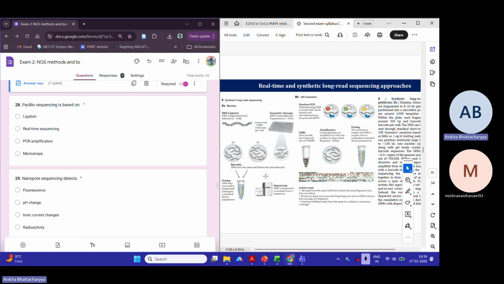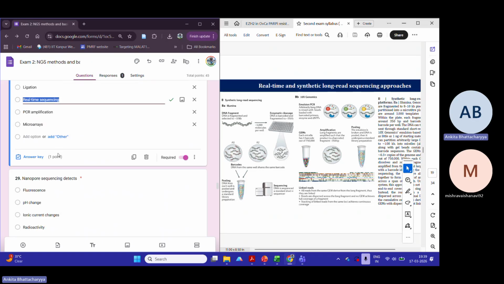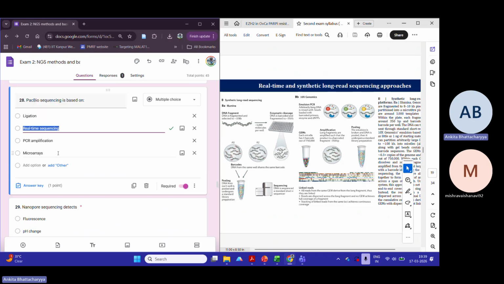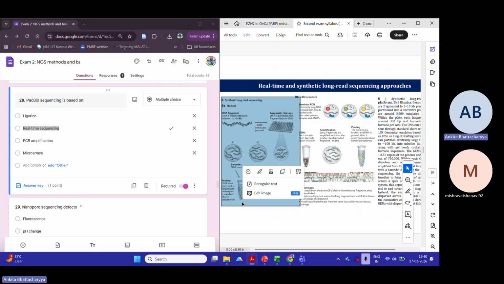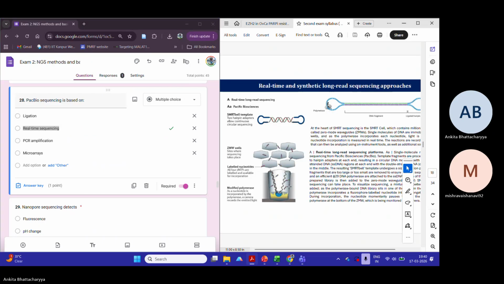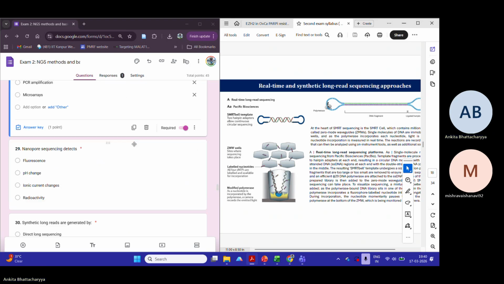Then you have PacBio sequencing or Pacific Biosciences sequencing. What is it based on? It's based on real-time sequencing data. And it was shown in this slide. By Pacific Biosciences, the zero mode waveguide wells are part of the flow cell, within which the real-time sequencing takes place.